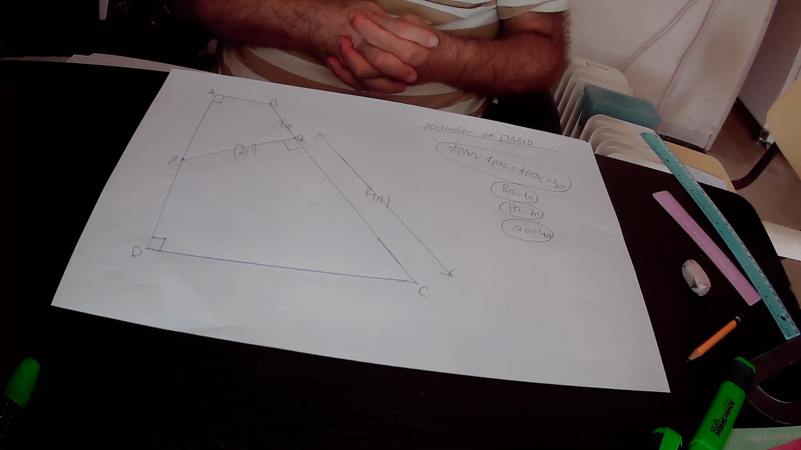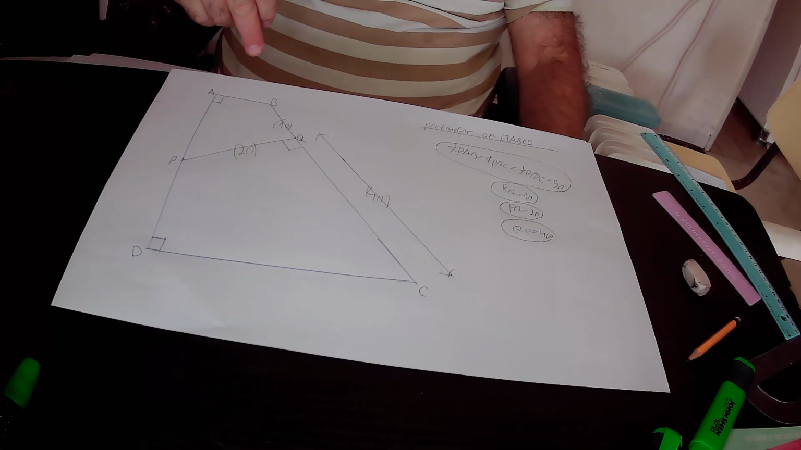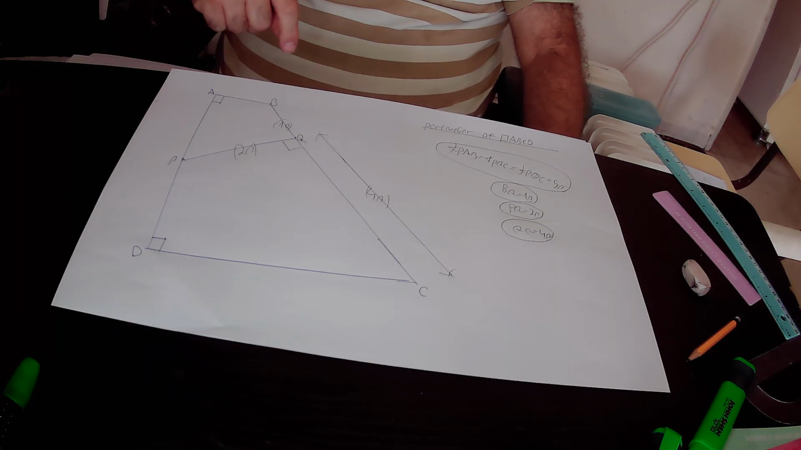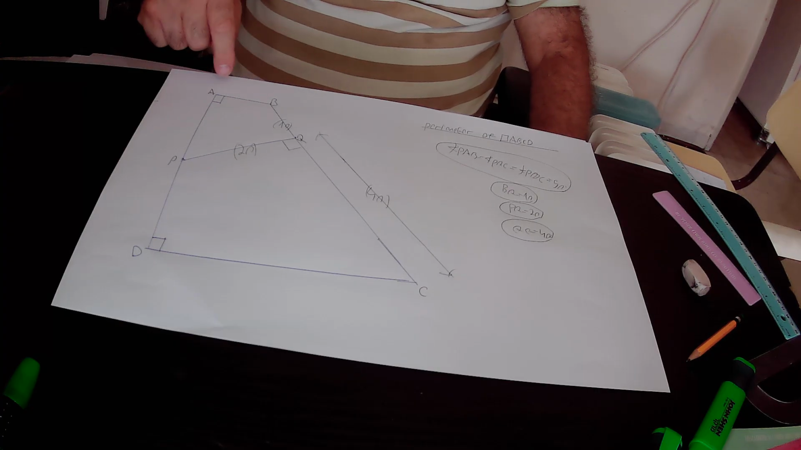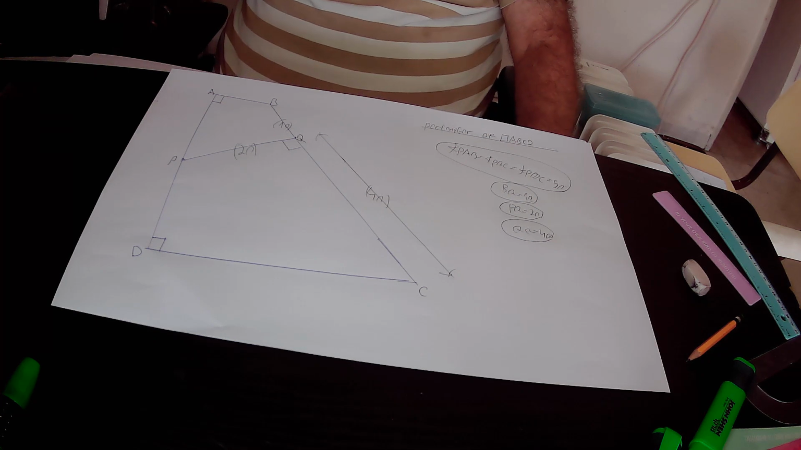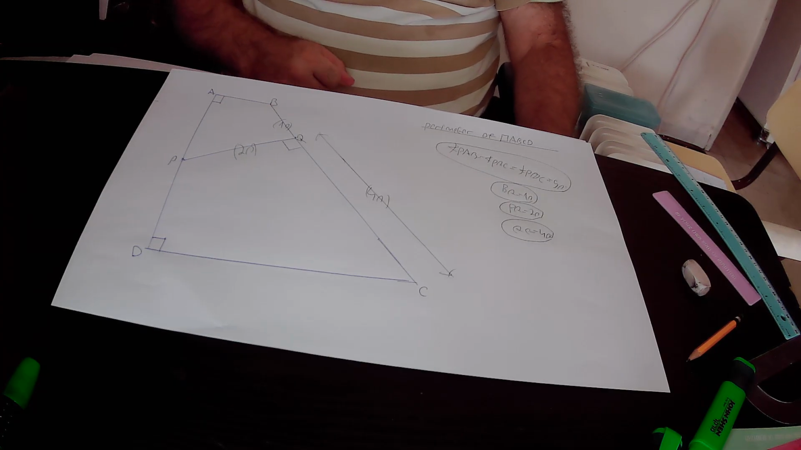So, what is a perimeter? A perimeter is the sum of its four side lengths of this quadrilateral ABCD. That is to say, it is equal to AB plus AD plus DC plus CB. So the sum of the four side lengths of any quadrilateral is equal to the perimeter of the quadrilateral.